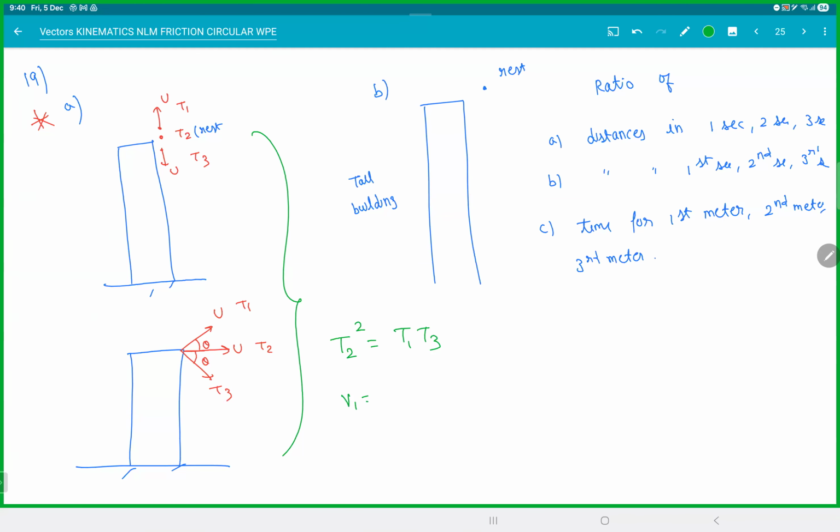They all will have the same speed. Conservation of energy: half m u square plus m g h is equal to half m v square. Independent of theta, no matter how you throw, they will always land at the ground with the same speed. Clear? What about the V part?